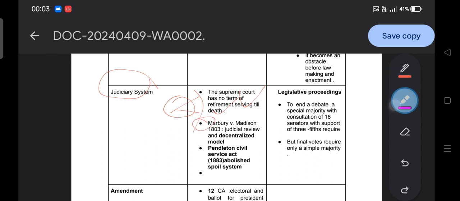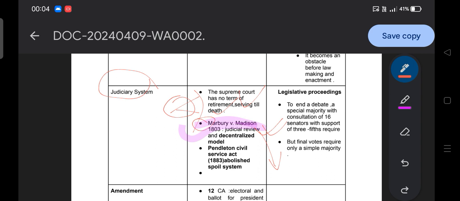Moving to next, Marbury versus Madison, 1803, the judicial review. The decentralized model is the more important thing. Marbury versus Madison, 1803: judicial review is the concept that was initiated from this case. The questions are framed in different ways, that we need to remember. Marbury versus Madison 1803 is responsible for judicial review.